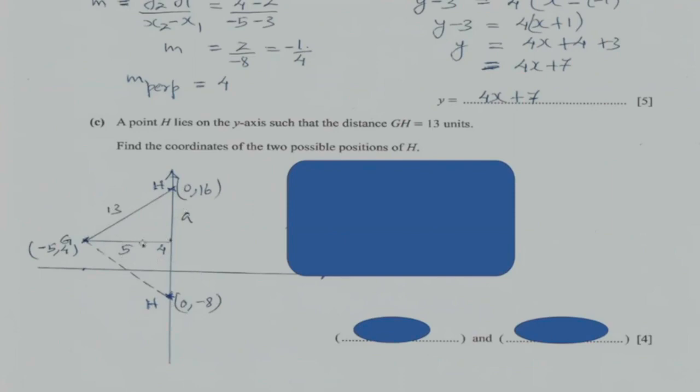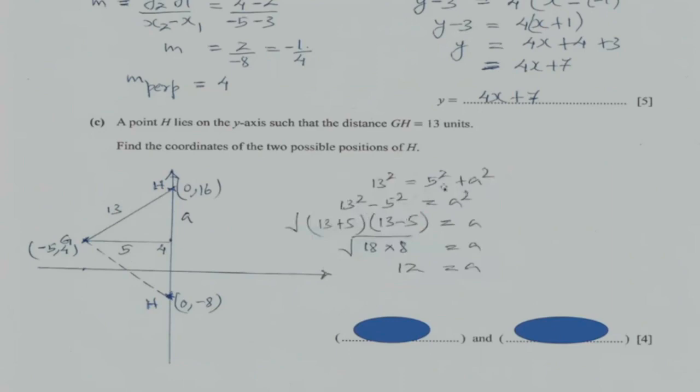For this we can use the Pythagoras theorem. This value is 5 and this is 13. So with Pythagoras theorem, we know 13 squared equals 5 squared plus a squared. Then 13 squared minus 5 squared equals a squared. Then we get the answer a equals 12. This is 12. Up to here it is 4 plus 12, 16. So this value is 0, 16.